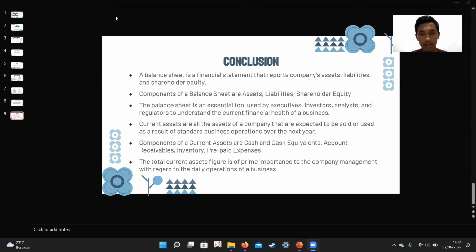Thanks to Jamal, who has discussed the components of current assets and use of current assets. This is the end of the discussion this time.